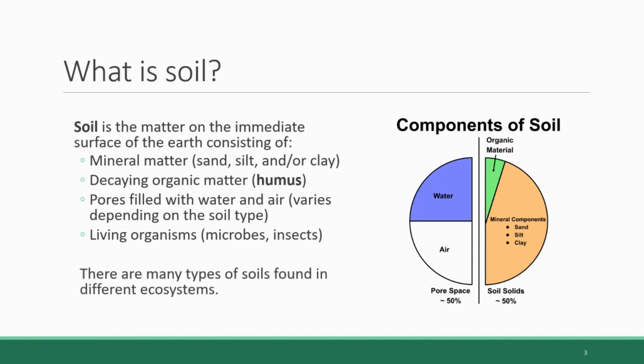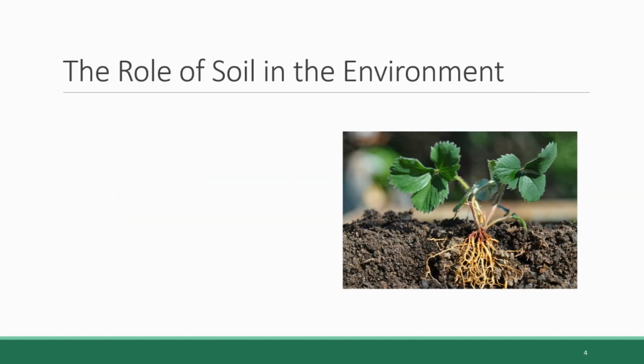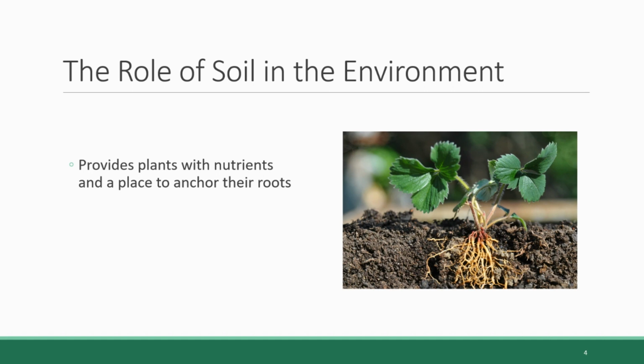So these are the standard features in the composition of soil, but not all soils are the same. There are many different types of soils, and we'll get into that in a moment. But before we do, a brief aside on the importance of the role that soil plays in the environment. So soil is crucial for life on Earth. As you probably know, soil provides plants with nutrients as well as a place to anchor their roots and grow. And of course, plants are the producers that the rest of the ecosystem relies upon as the gateway for new energy to enter the ecosystem via the sun.